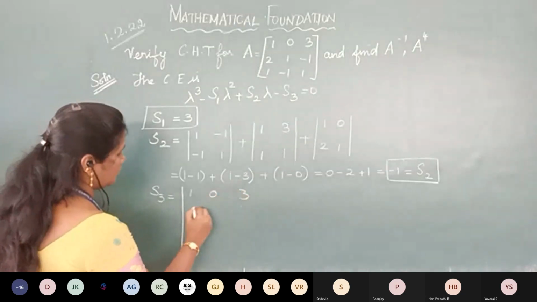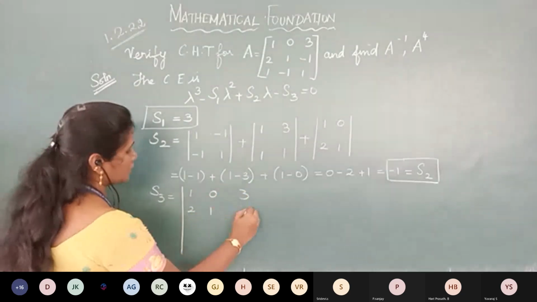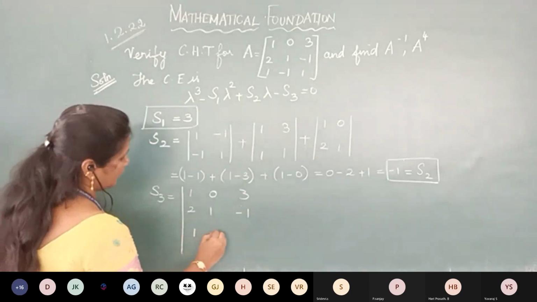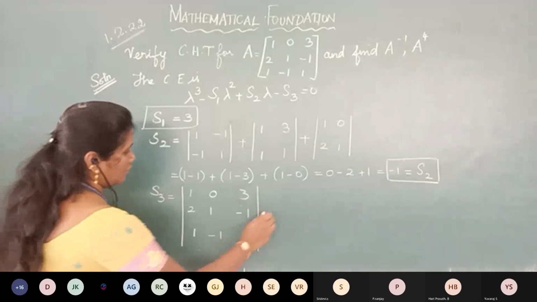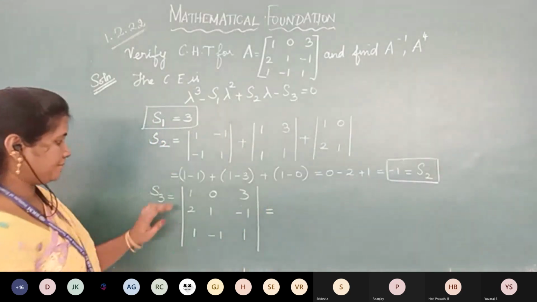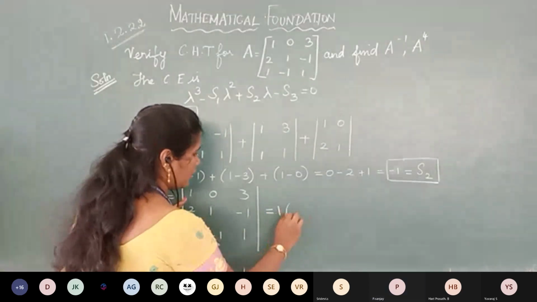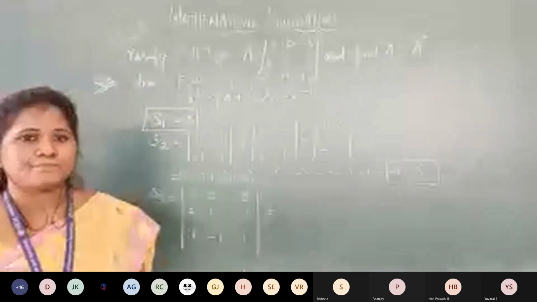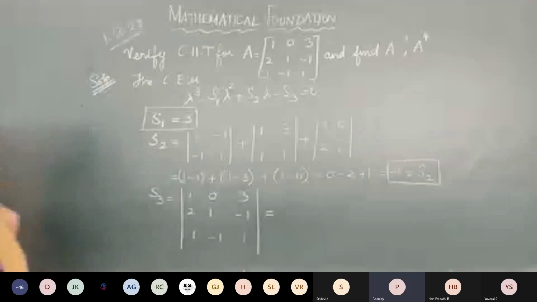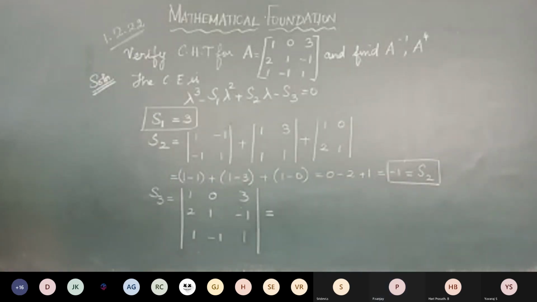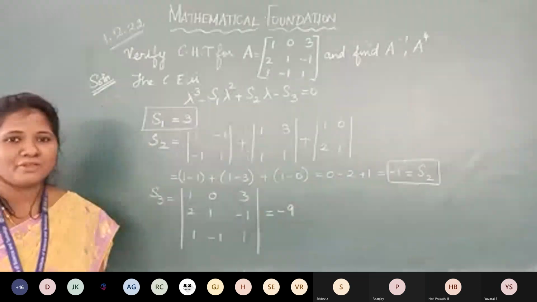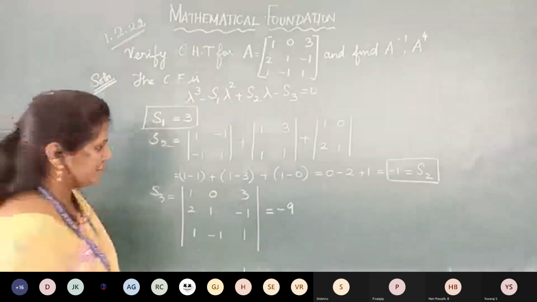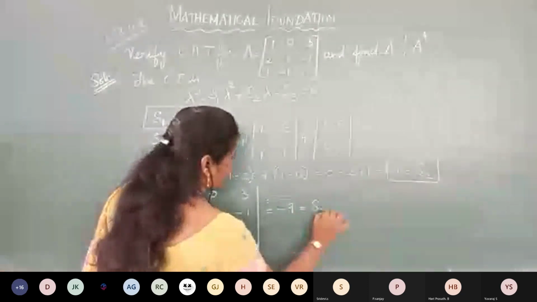1, 0, 3, 2, 1, minus 1, 1, minus 1, and 1. Find out your determinant. How much are you getting? You got the answer. Tell me. What is the answer you're getting? Minus 9. Minus 9, ma'am. For everyone, you're getting minus 9. Very good. S3 is minus 9.